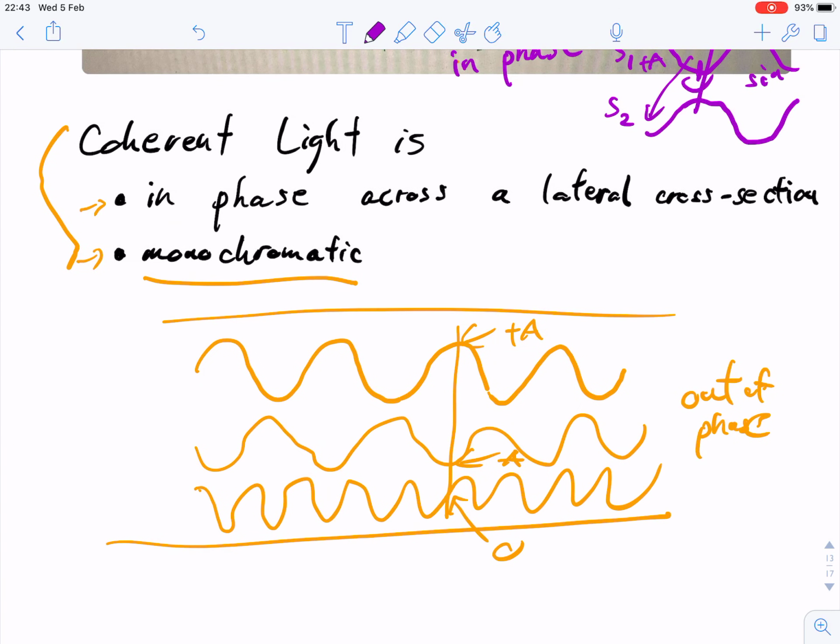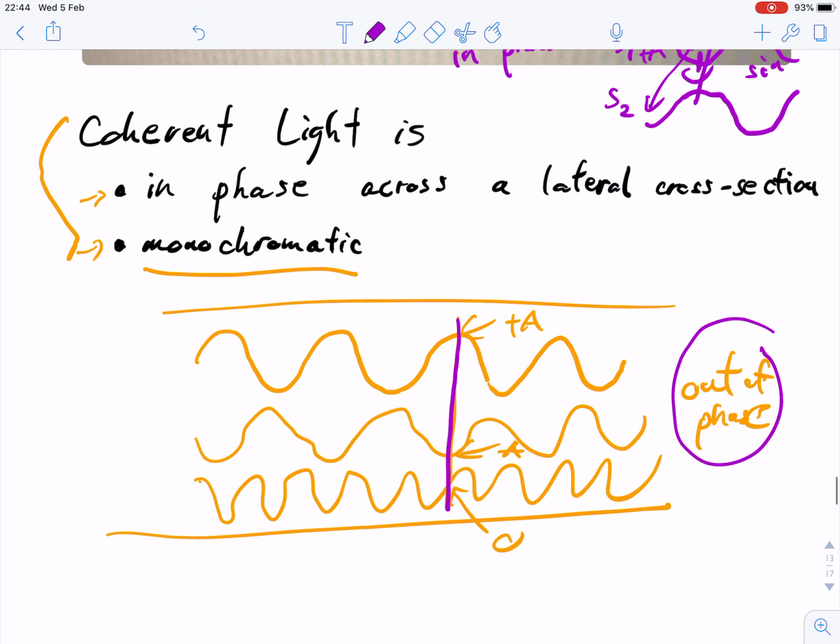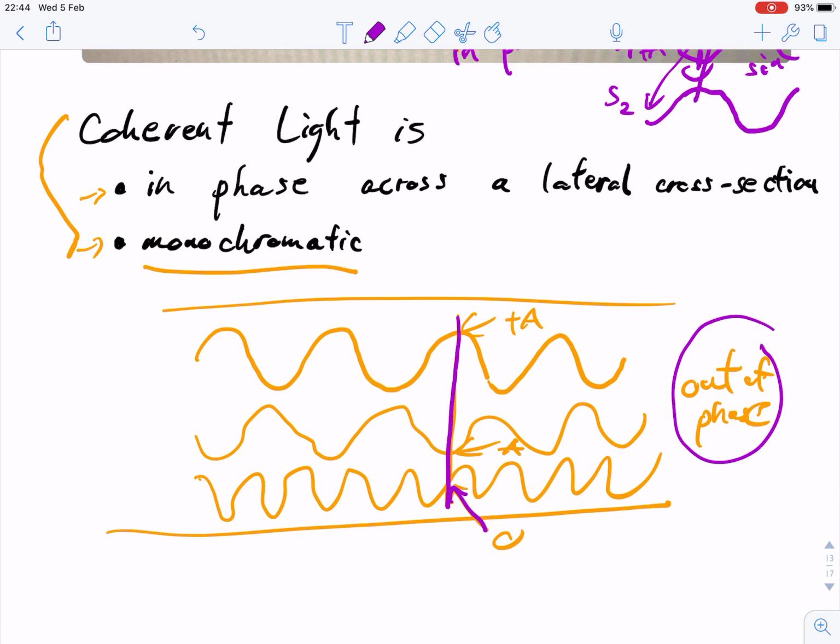So coherent source of light involves two things: light that is monochromatic, and light that is in phase across any lateral cross section. So here we already have a diagram of an example of light that is not in phase. If we took this cross section, we have everything from an equilibrium position down here to a negative amplitude and a positive amplitude. So this is out of phase.